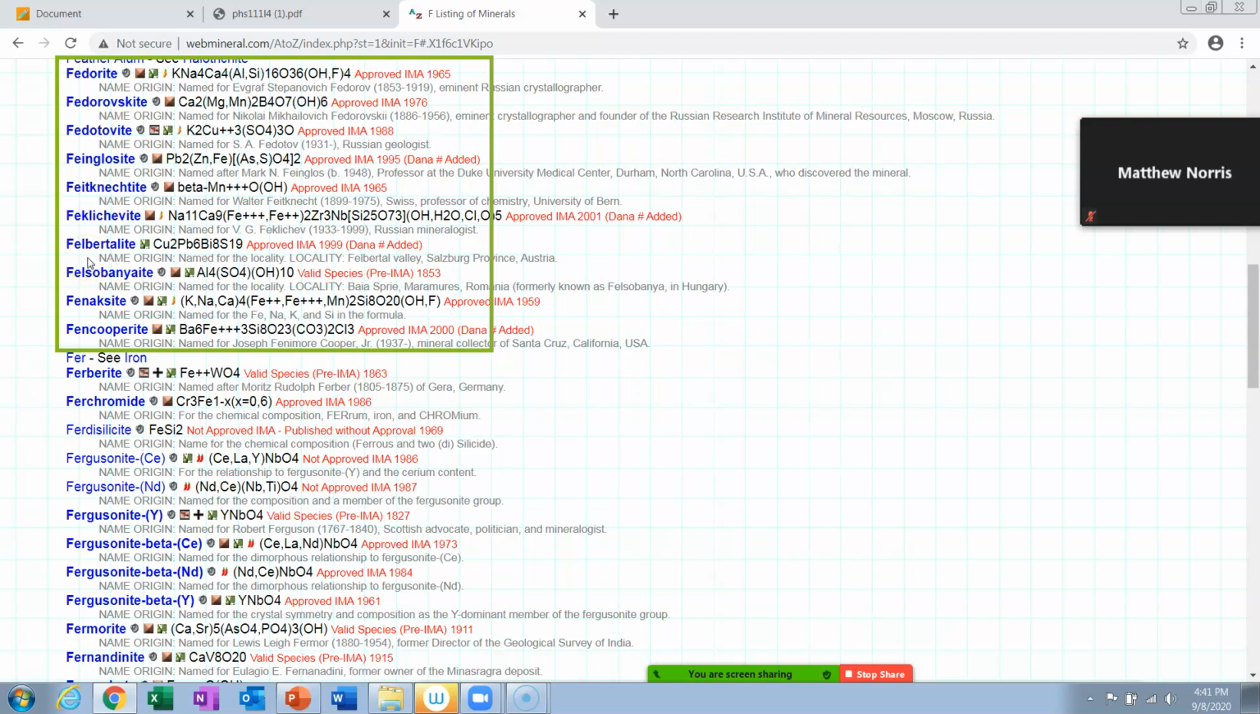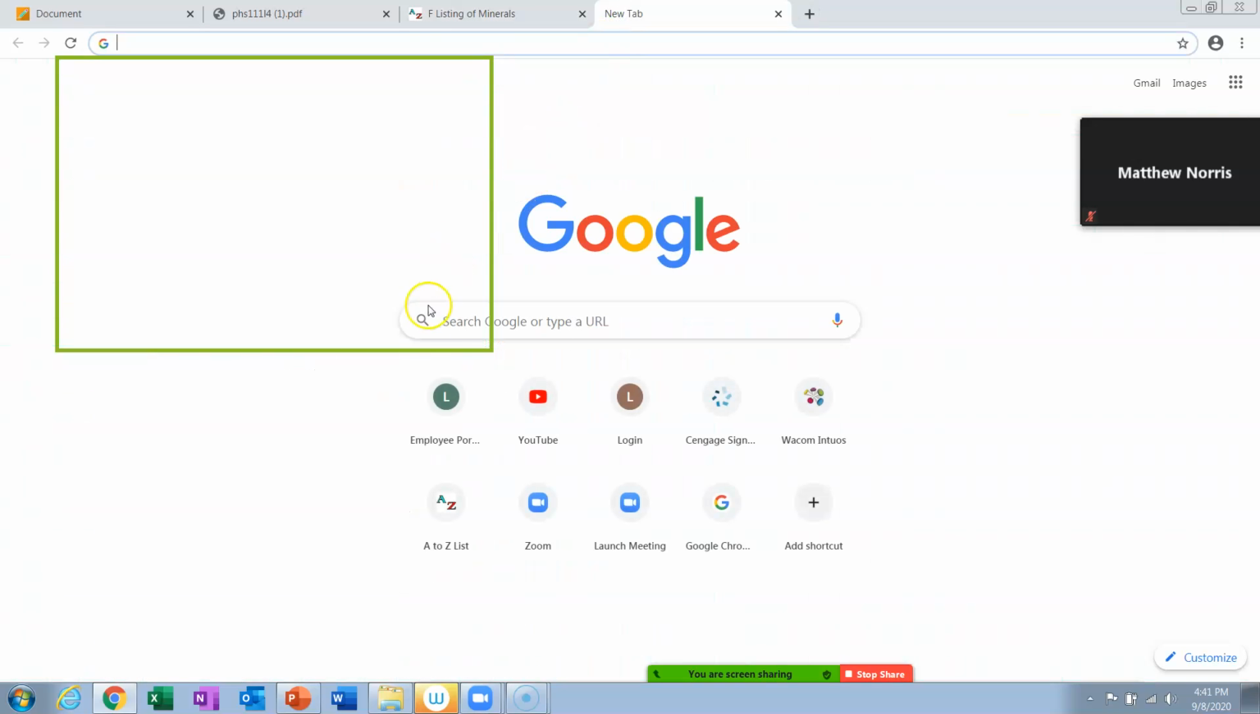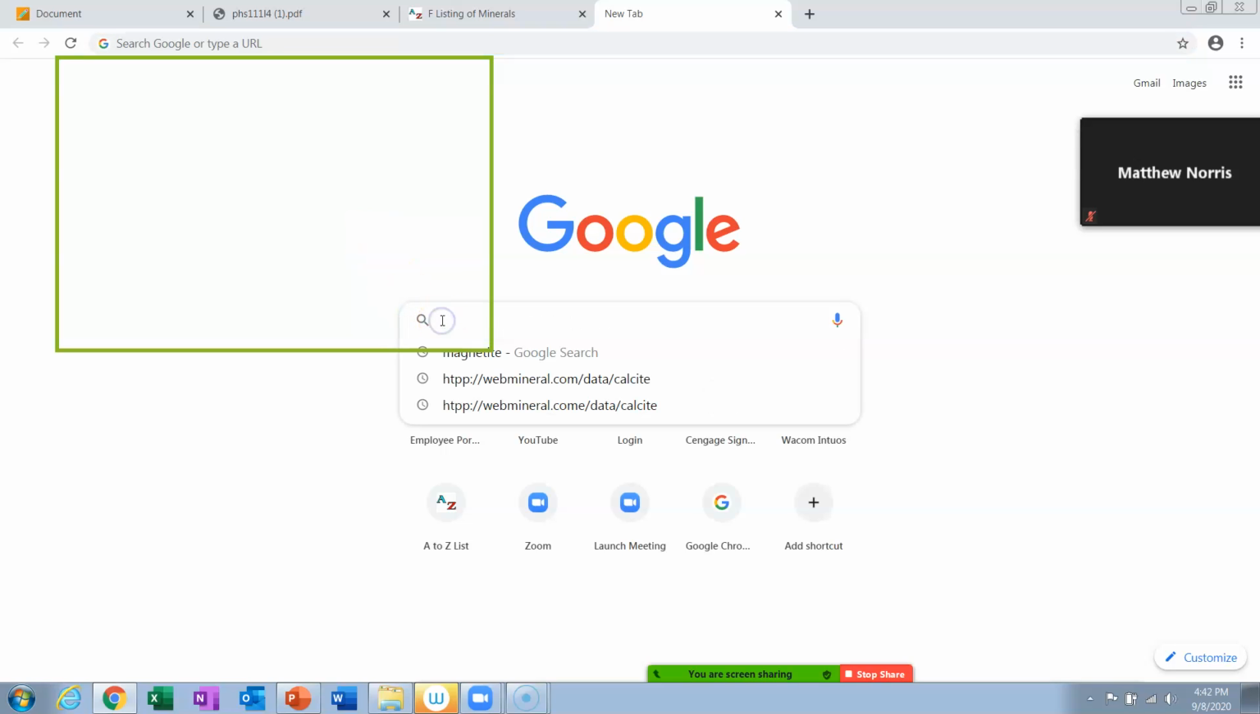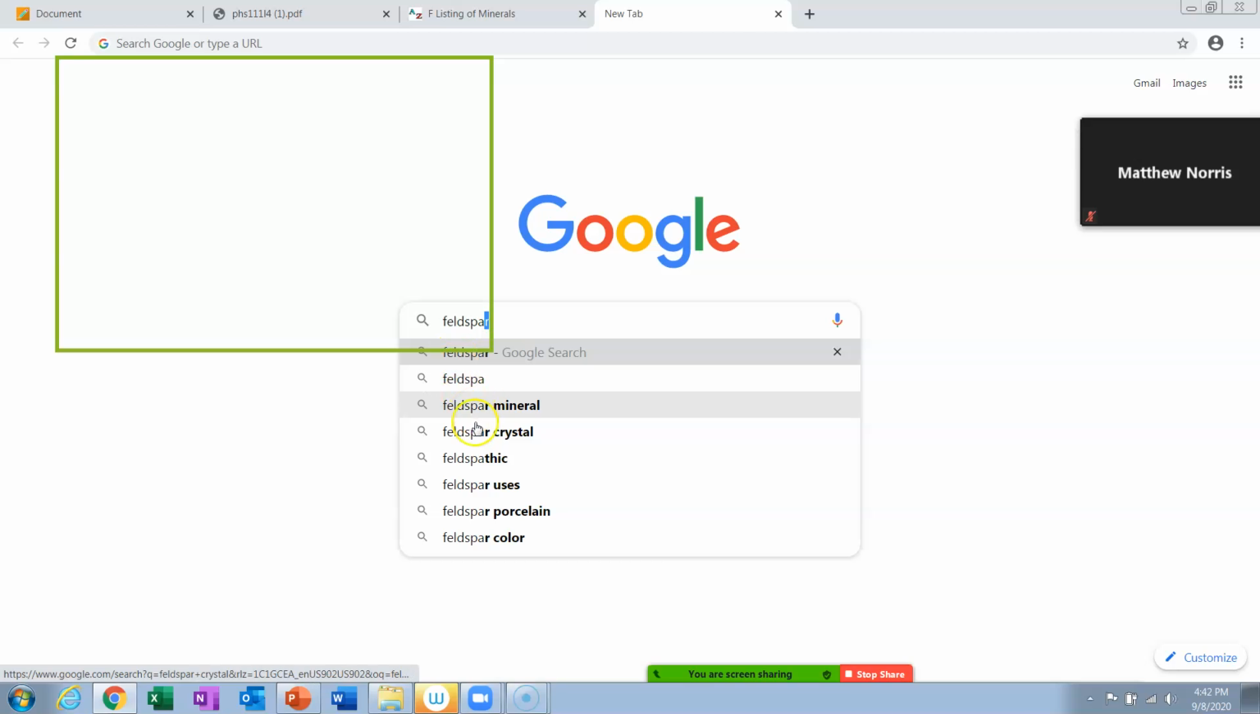In a case like that, what I would suggest is go to Google or any other search engine you want to, okay? And under Google, again, is that same block. I don't know why it's there, okay? But here and here, I'm going to search for feldspar. Feldspar. There it is. Feldspar mineral.